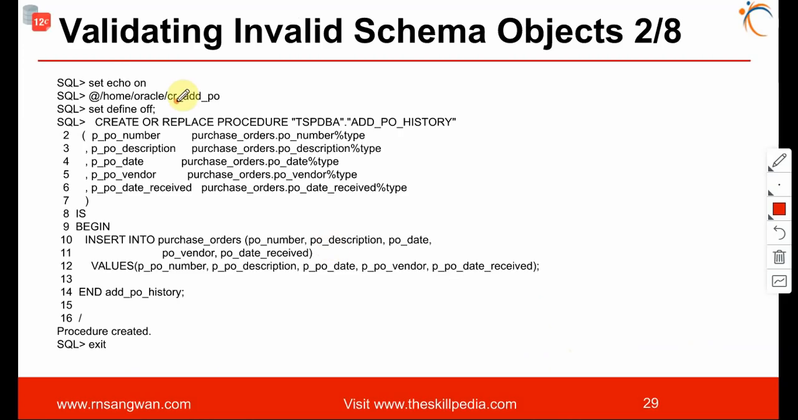And this is the procedure. Set echo on, execute this, set define off, and now you are creating it. Create or replace procedure tspdba.add_po_history, and these are the parameters required: purchase order number, PO description, PO date. Remember, we are using the same table which we have created.